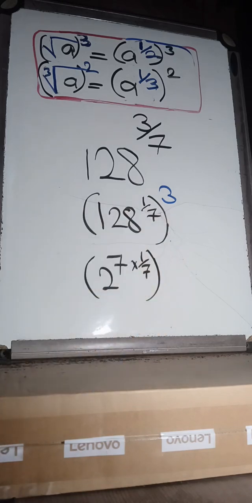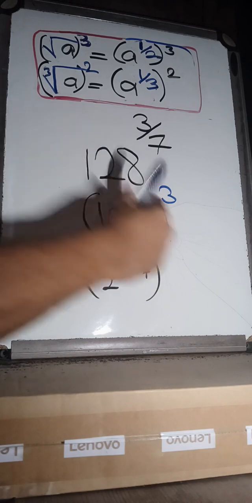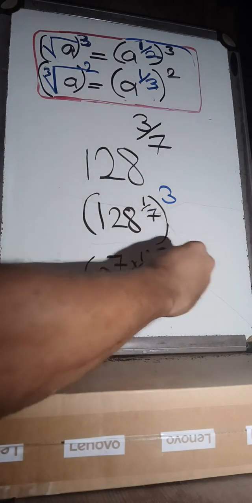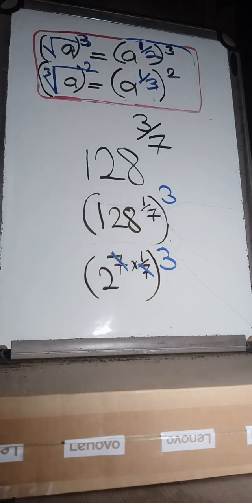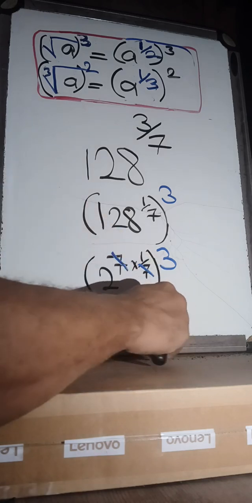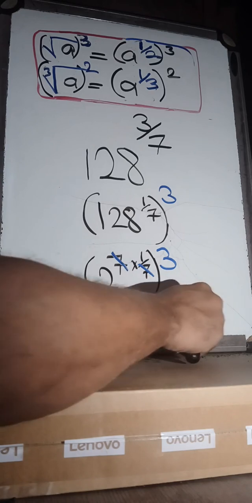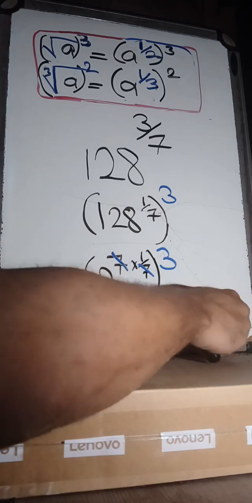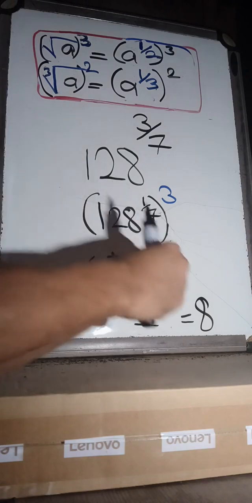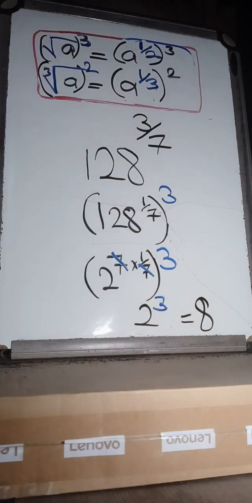So that it cancels out. Obviously, the 3 doesn't change. So 1 times 3 is 3. 2 raised to the 3 now. So therefore your answer is 8.